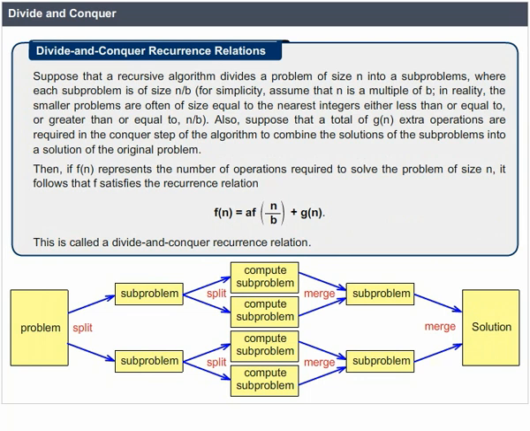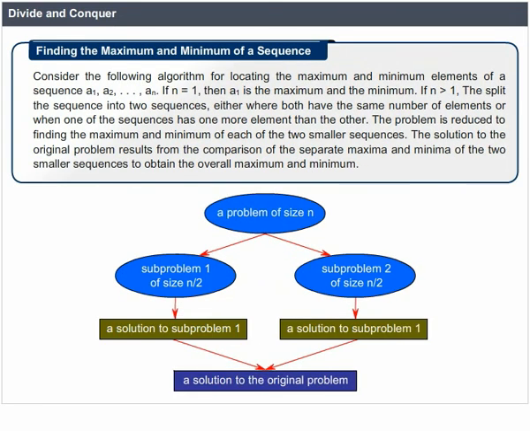Finding the maxima and minima of a sequence. Consider the following algorithm for locating the maximum and minimum elements of a sequence a1, a2, etc., an. If n = 1, then a1 is the maximum and the minimum. If n > 1, then split the sequence into two sequences, either where both have the same number of elements or where one of the sequences has one more element than the other. The problem is reduced to finding the maximum and minimum of each of the two smaller sequences. The solution to the original problem results from the comparison of the separate maxima and minima of the two smaller sequences to obtain the overall maximum and minimum.